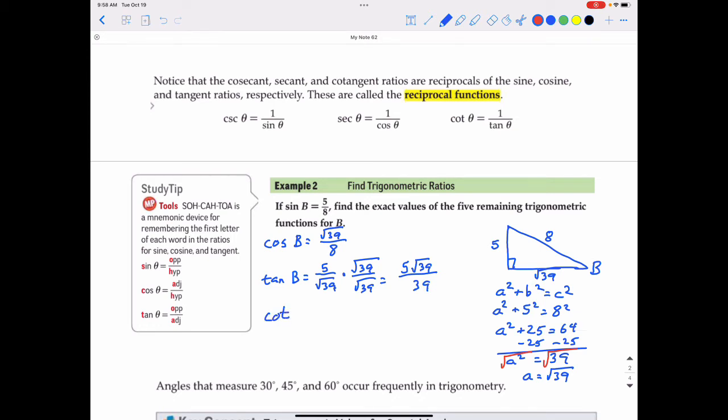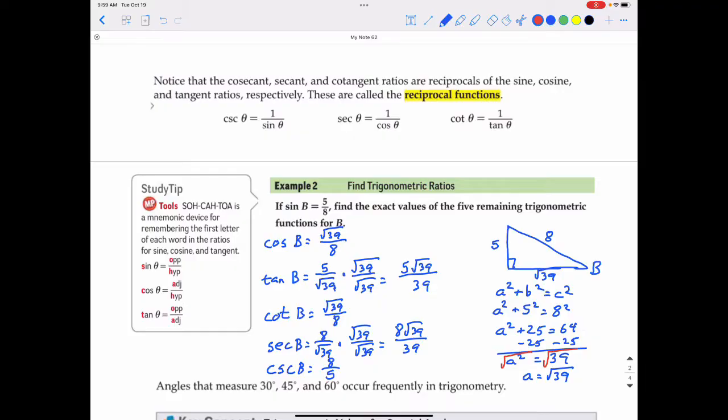Cotangent of B. The cotangent is adjacent over opposite. So the adjacent is the square root of 39, and the opposite is 5, so it's the square root of 39 over 5, and we don't need to rationalize the denominator on that. And then we have the secant of B. The formula for secant is hypotenuse over adjacent. So that would be 8 over the square root of 39. That would be another number that we have to rationalize. So multiply by the square root of 39 over the square root of 39. So that'll be 8 square root of 39 over 39. And then I'll squeeze in cosecant here. Cosecant is hypotenuse over opposite. Hypotenuse is still 8. The opposite is 5. So that's 8/5, and we're done with that one.